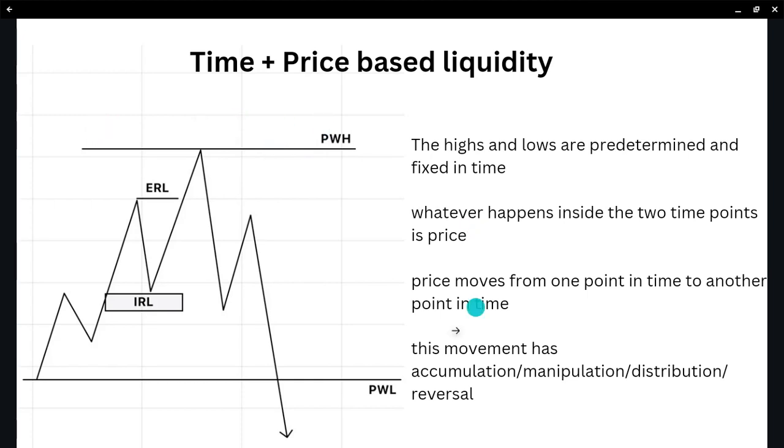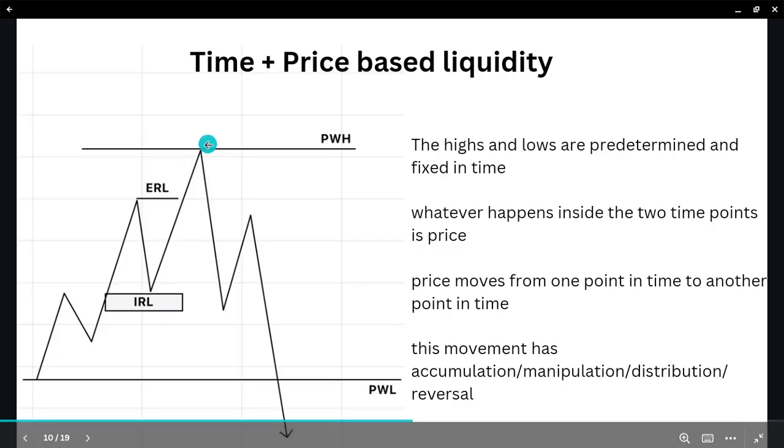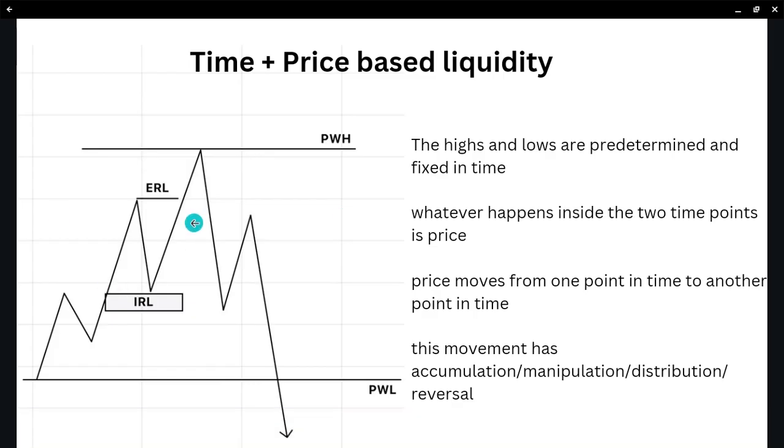This moment inside, price moves from one point in time to another point in time, and then from another point in time to another point in time in the low, right? Whatever happens inside here, this moment has accumulation, manipulation, distribution, reversal. Everything which you see is over here. Understand this. This is really basic, but extremely complicated for us to understand. Whatever is happening in price is between these two time points.